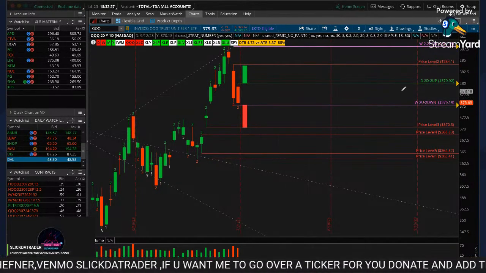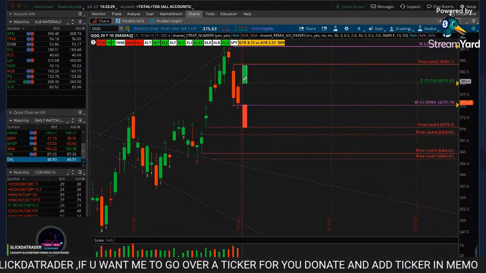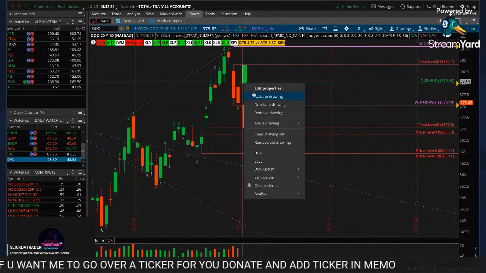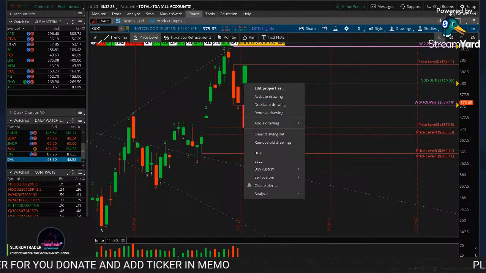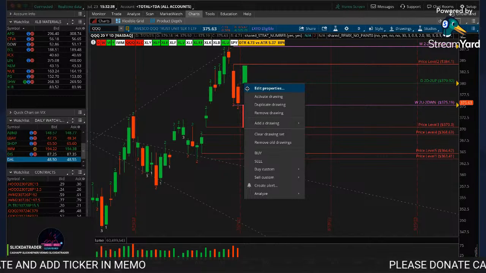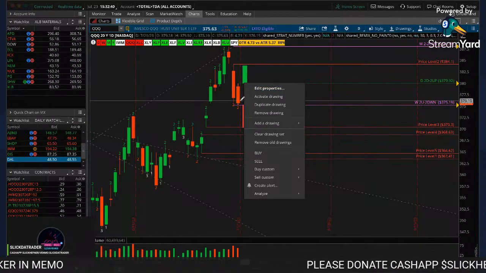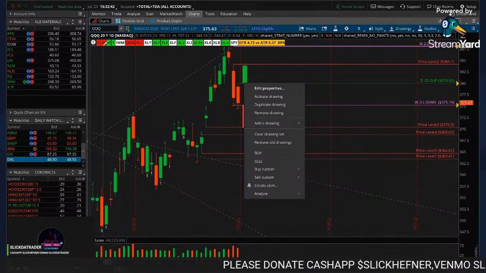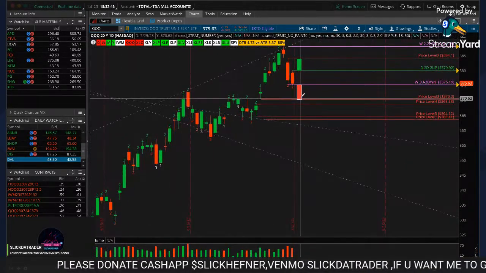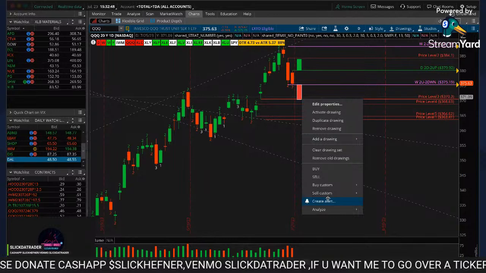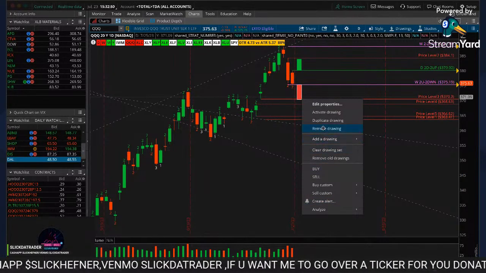So either way, those are your levels. Screenshot them if you want. As you can see, we got a green day and a green week, but depending on how these open up, that could change, either staying red or going green. But there's your levels, there's your broader formations.